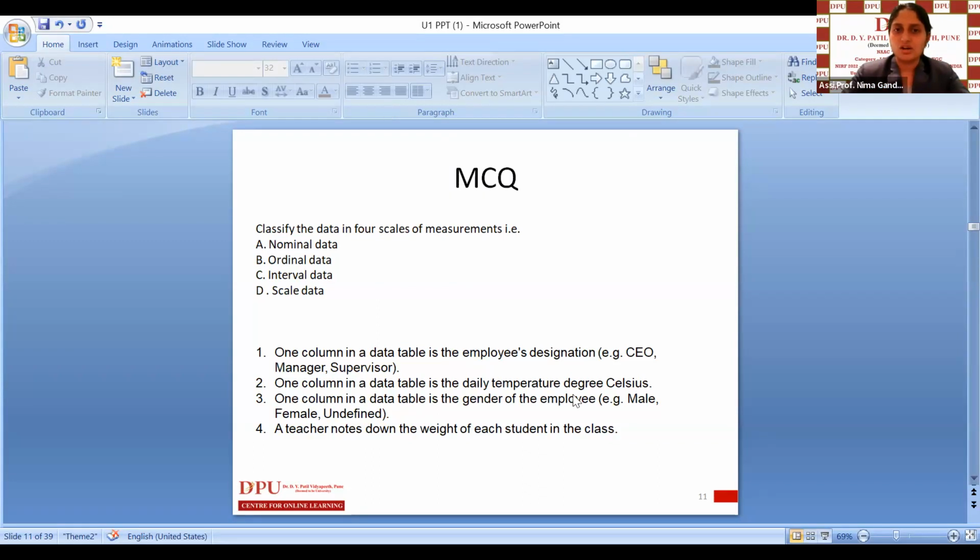It is a qualitative data, right? So we classify or measure the qualitative data by two types, nominal and ordinal. When you can give the order to the qualitative data, you are saying ordinal data. When you cannot give the order, you are saying it is nominal data. The teacher notes down the weight of each of the students in the class. Weight has a natural zero, so it is a ratio type of data, right?